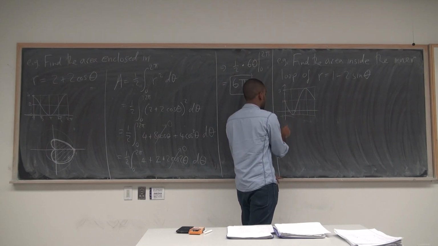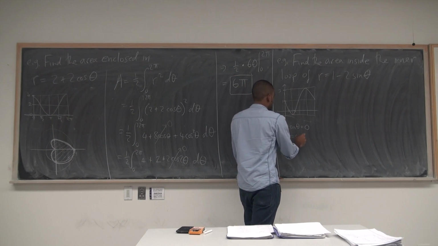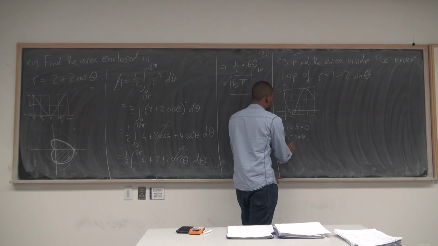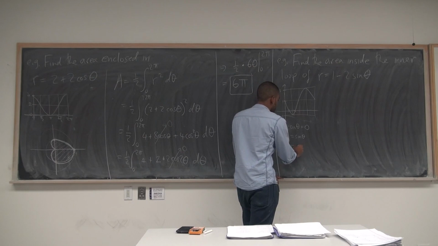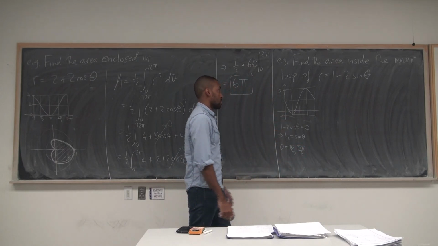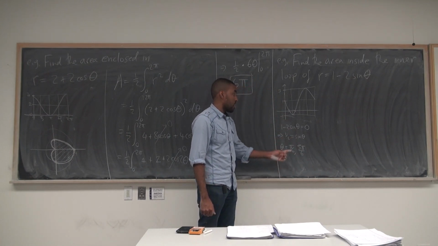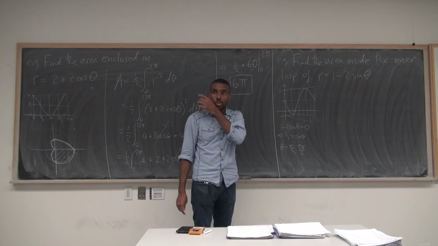So I'm going to find it. 1 minus 2 sine theta equals 0 means that a half equals sine theta, which means my theta is going to be pi over 6 and 5 pi over 6. Those are going to be my two zeros. Now, a little trick here, you can actually stop here because that's actually going to be the answer you want.